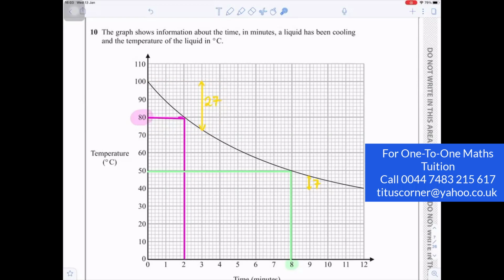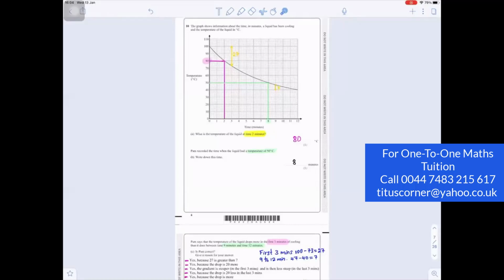And for this one, it dropped between 9 and 12. The drop is this 7. So you can see the drop there is that 7, which is between 9 and 12. Between 9 and 12, the drop is 7. But between that, the drop is 27. So the drop is bigger. This line is longer than this line. So that means the drop in temperature is higher. So that's your answer for question 10.